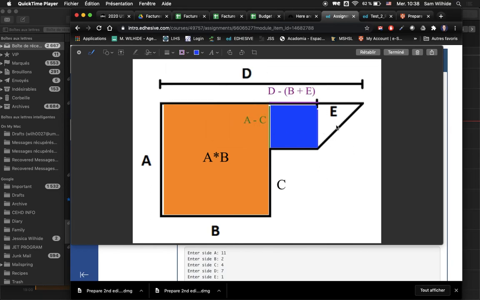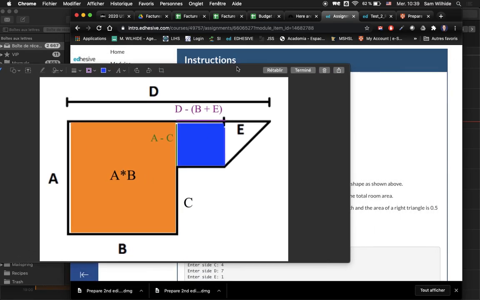Okay, all right, and now all I've got left is the triangle. The triangle, I already know one side, and actually I know both sides here. I know the length and the height, or the width and the height. Okay, it's A minus C is the height, and E is the width. Okay, so I'm going to use this diagram to help me get the area of these three different shapes. Still with me? Okay, let's go back and look at the code here.